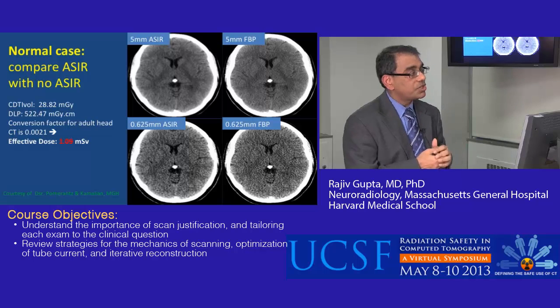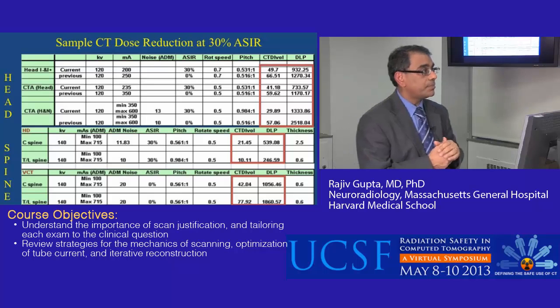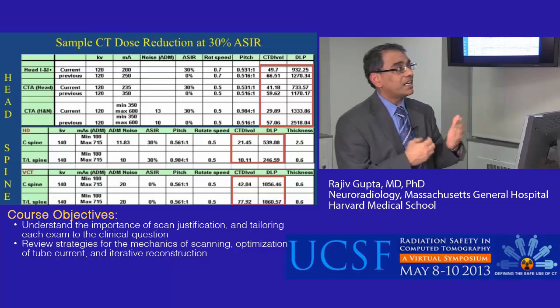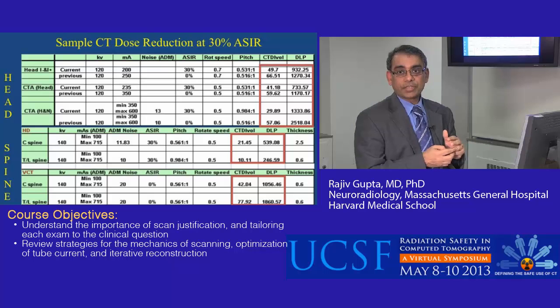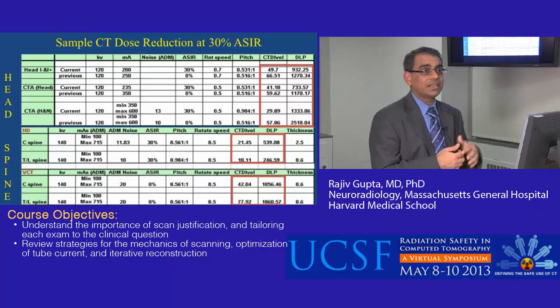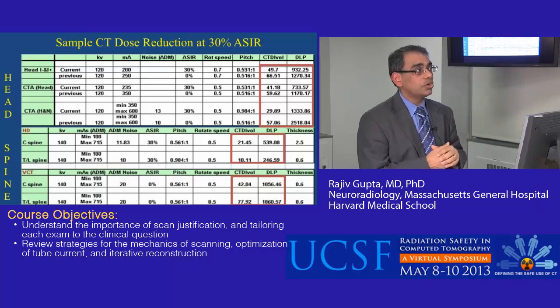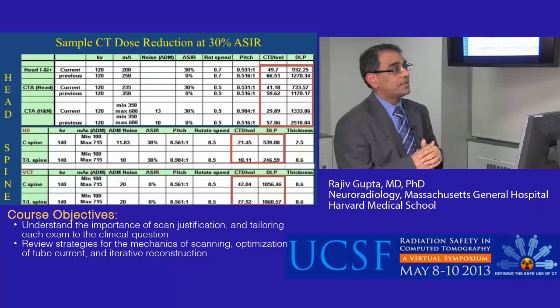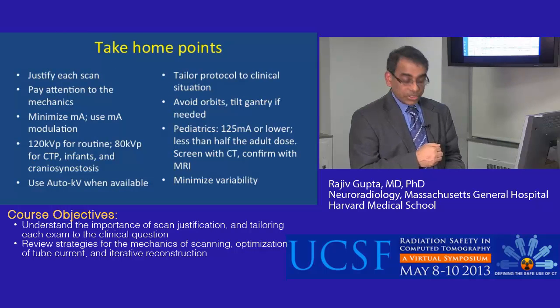Okay. So, we have found this to be very effective. Here is a slightly older table that shows that we can get up to 30% reduction in dose with the use of ASIR. So, we can reduce the tube current by as much as 30% if we use ASIR as opposed to not using the adaptive statistical iterative reconstruction.